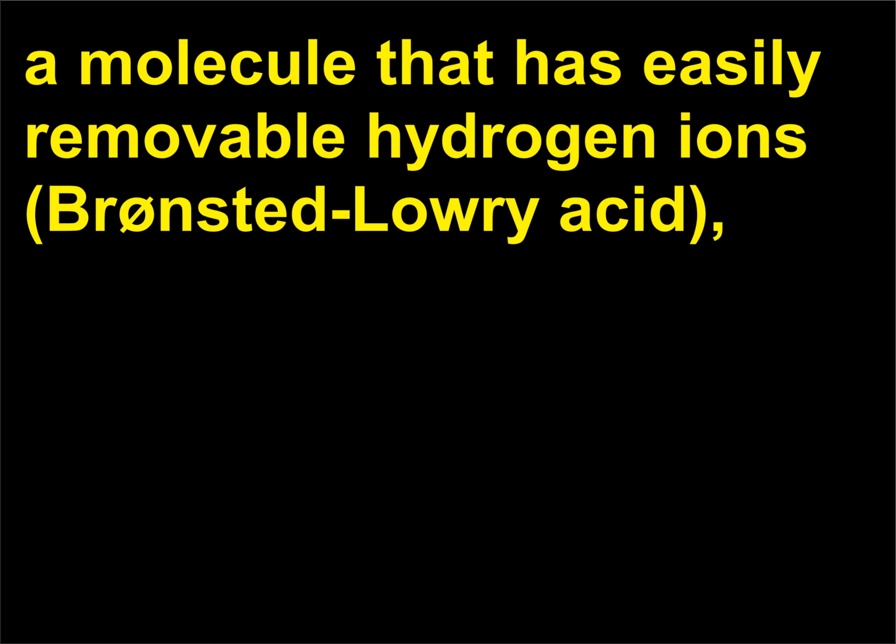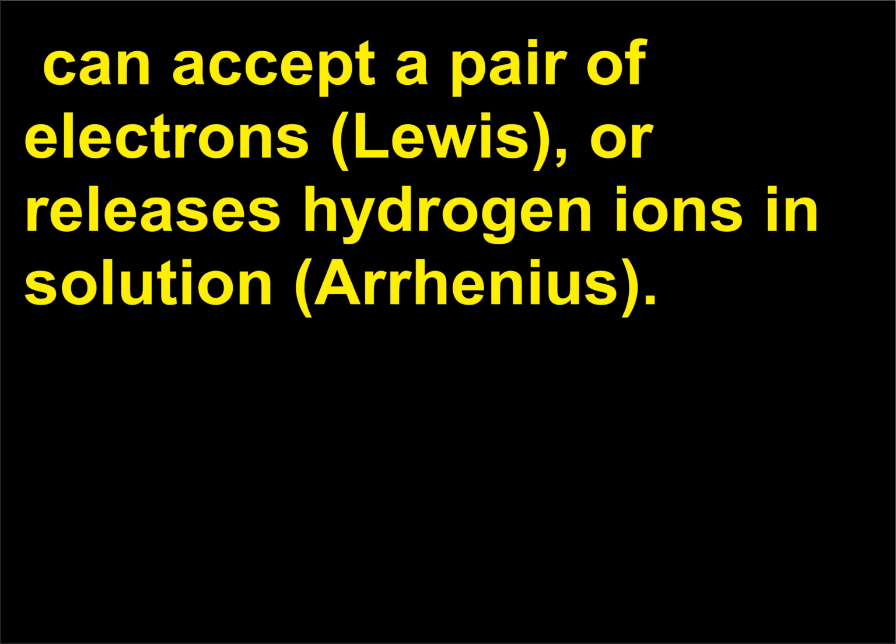What is an acid? A molecule that has easily removable hydrogen ions, Brønsted-Lowry acid. Can accept a pair of electrons, Lewis, or releases hydrogen ions in solution, Arrhenius.